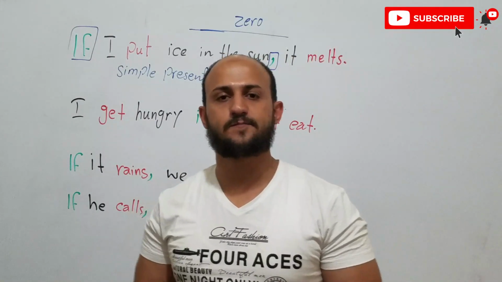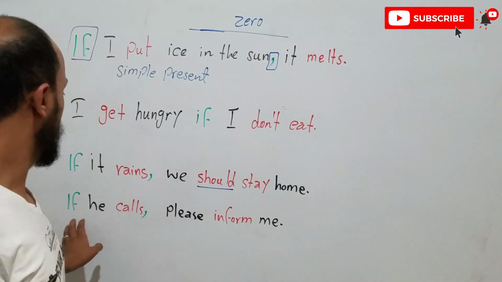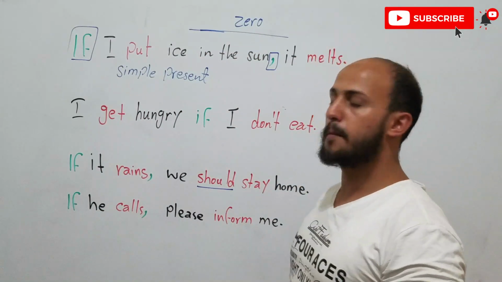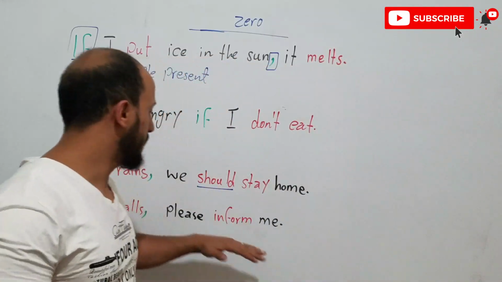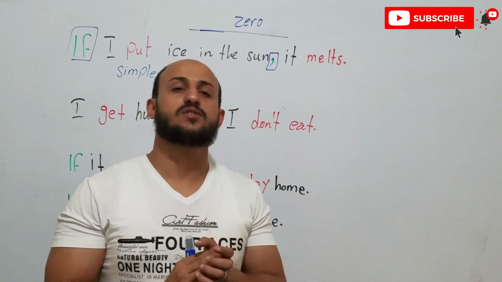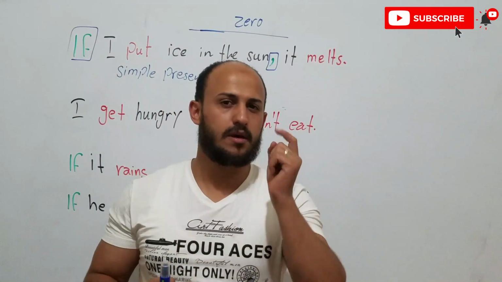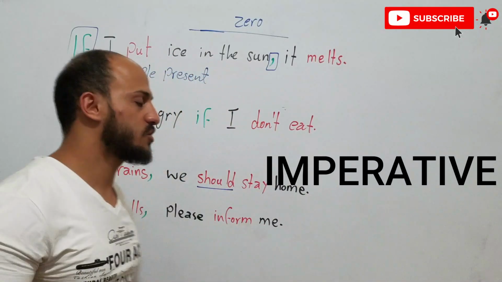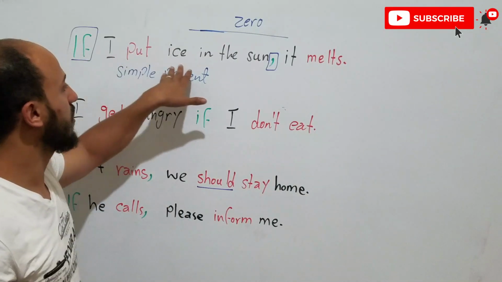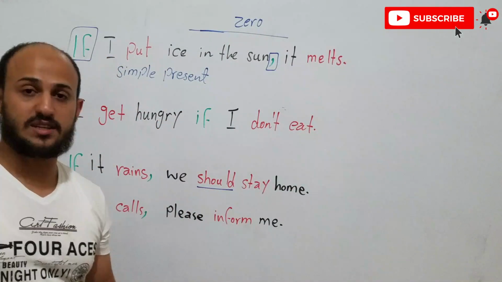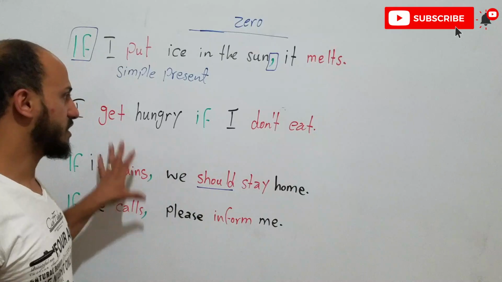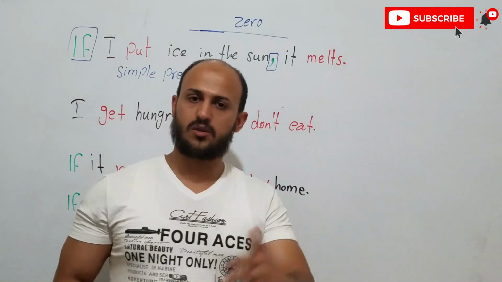Number three, the last one. Here. If he calls, please inform me. What is this, guys? Inform me. Sit down. Stand up. Clap your hands. What is this in English? Imperative. So we also can change the second part. Okay. So we use if, then a clause, then here in the second clause, simple present, or you can change it to be what? Imperative. That's all about if condition or zero if condition.